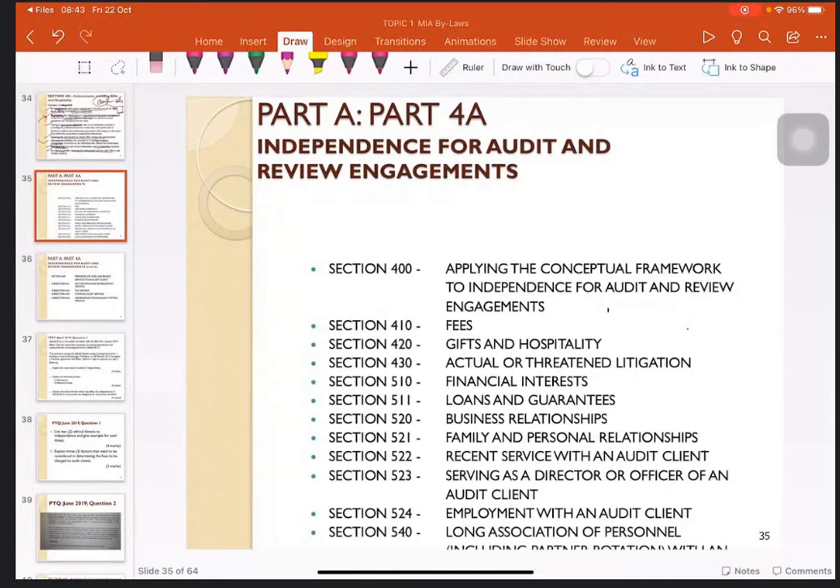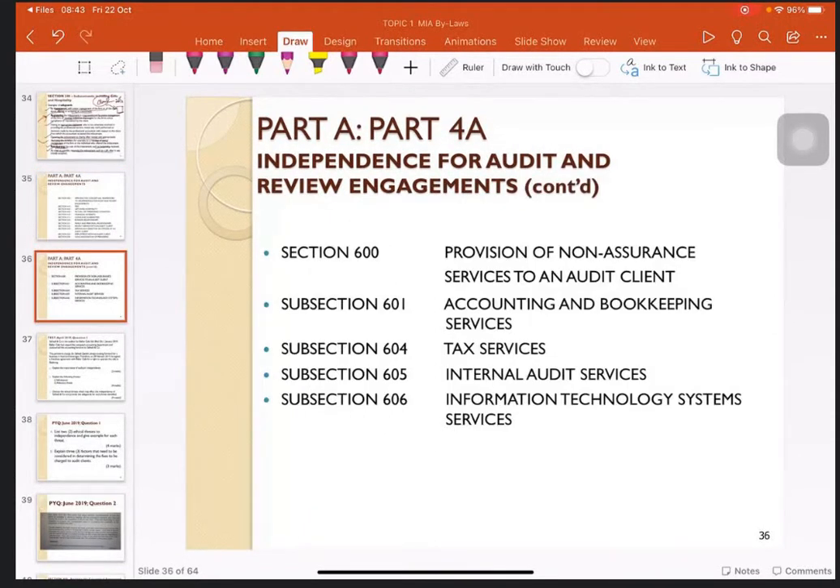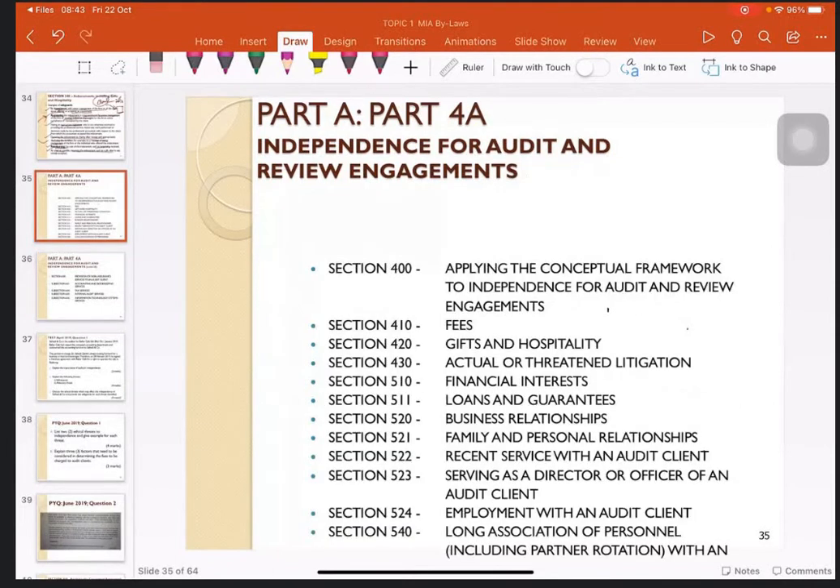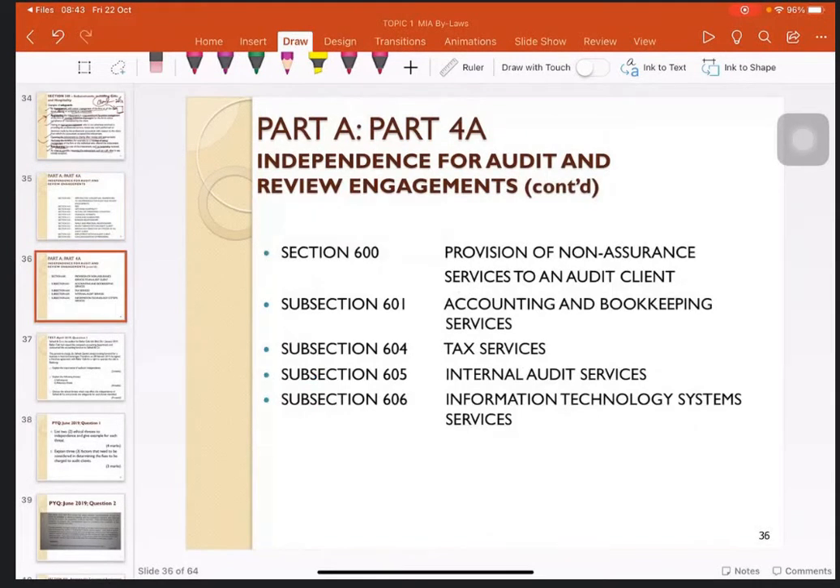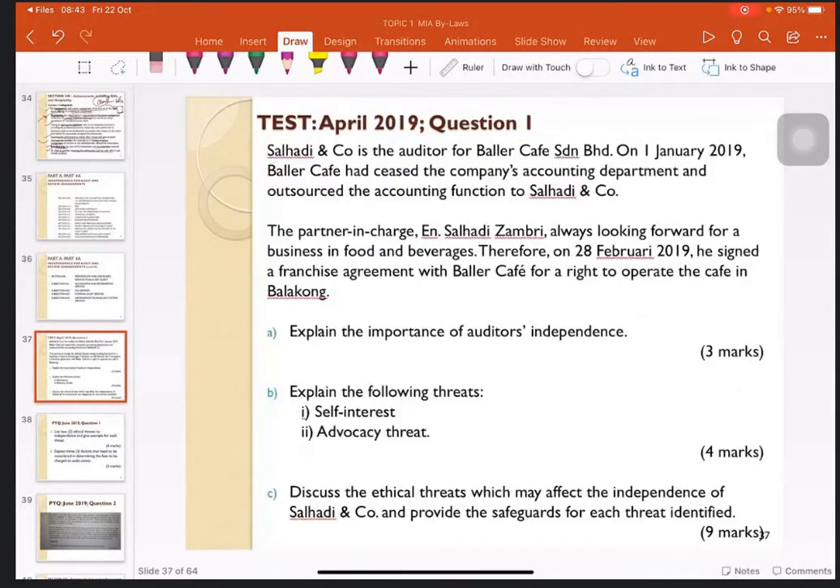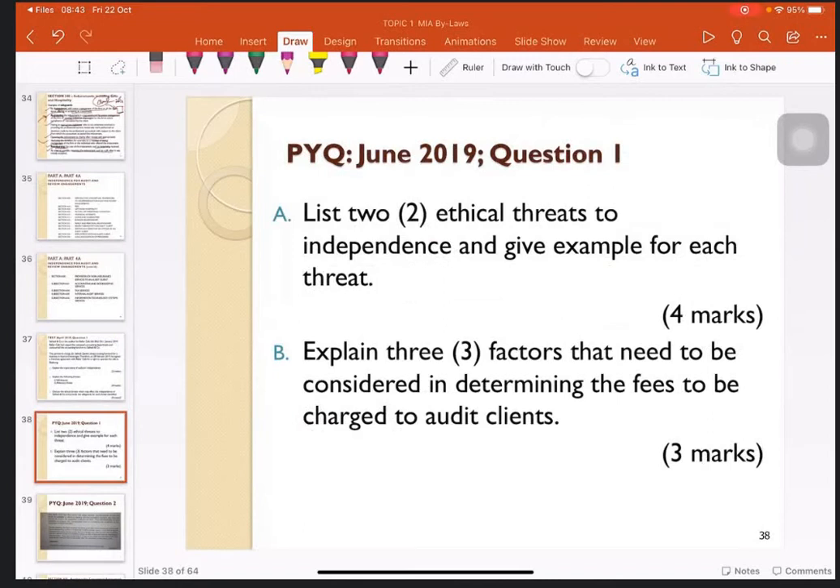In 4A, we will also cover section 600. So these are the relevant sections that we will cover: concept of independence, fees, gifts and hospitality, and so on, up to subsection 606, providing IT services to our client. This one I skip first, class.